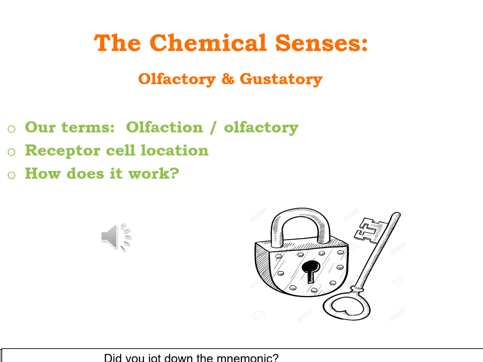So we've considered the sense of vision, we've considered the auditory sense. Now let's consider two more senses, often referred to as the chemical senses, because we're either smelling bits of chemical in the air or tasting bits of chemical on our tongue. The fancy terms would be olfaction or olfactory, our fancy term for smell, and gustation or gustatory, our fancy term for taste.